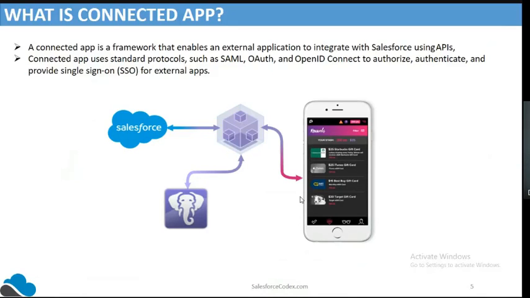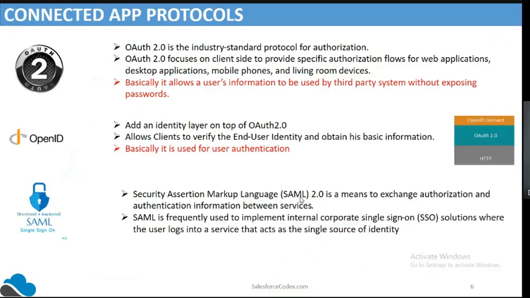Connected app uses standard protocols such as SAML, OAuth, and OpenID to authorize, authenticate, and provide single sign-on functionality for our external application. These protocols are very important, and each has different work to do. So what are the benefits of those protocols, and why should you use them?